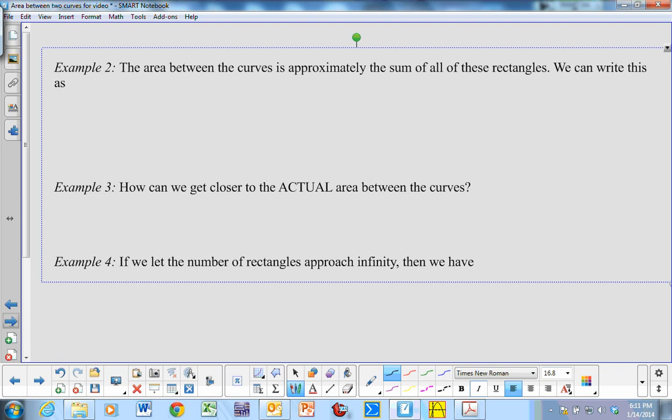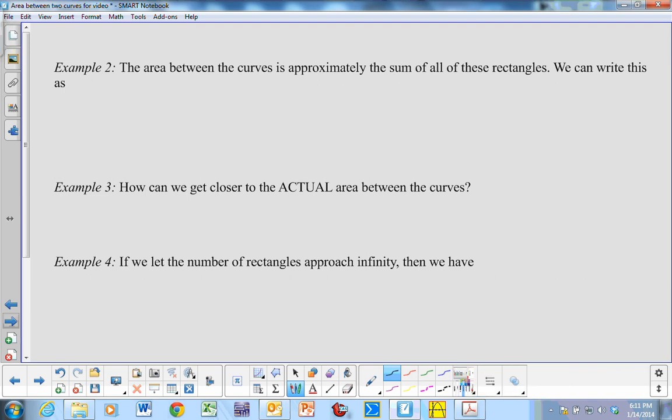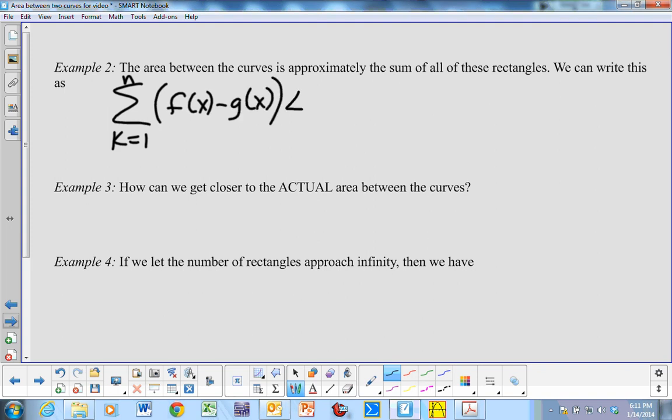Now, if I go to do the area between two curves, I want to sum up all those rectangles. So we would do the summation of those rectangles, k equals 1 to n, and you had your height, which was f of x minus g of x, the top one minus the bottom one, and then it would be multiplied by your delta x, which is your width. So you have the height of your rectangle, and here you have the width. And then we just add them all up.